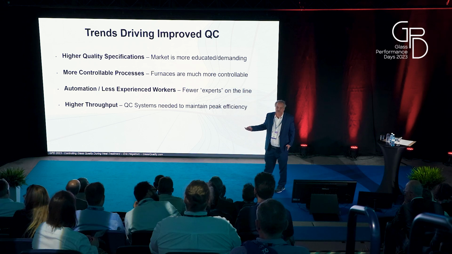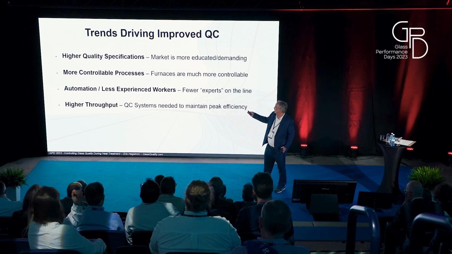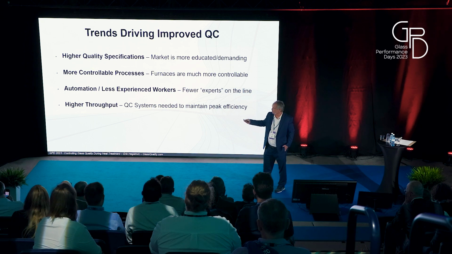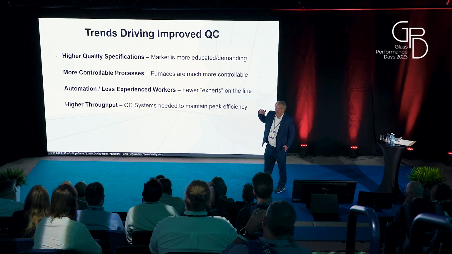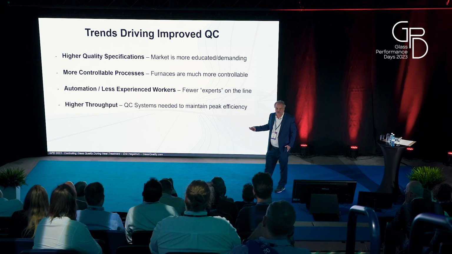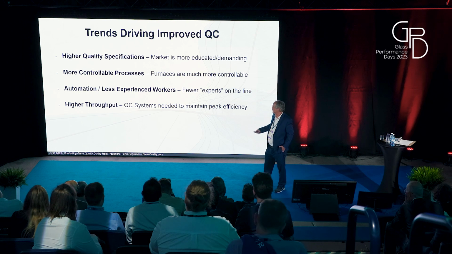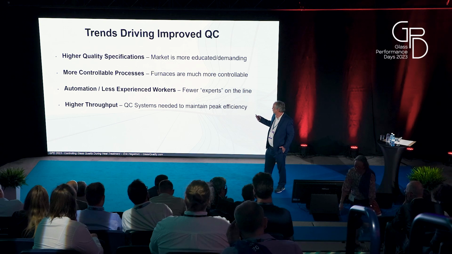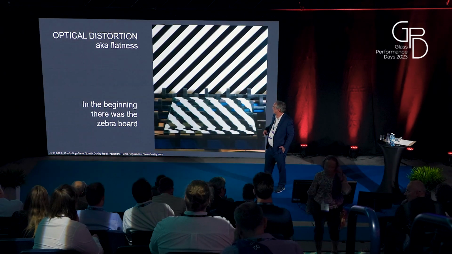Why do we need improved quality control? I think a lot of this is very obvious. Higher specifications from customers. Furnaces are more controllable now. We're running into a problem with less experienced workers on the line, so we need more automation. And higher throughput is always called upon. We need higher throughput with good quality, so we need quality control systems to maintain peak efficiency.